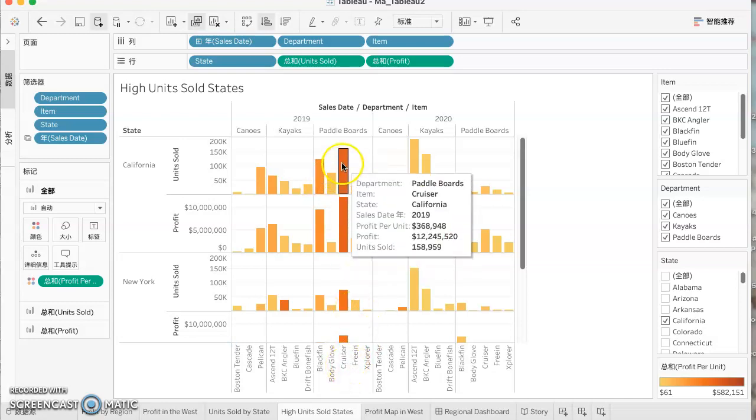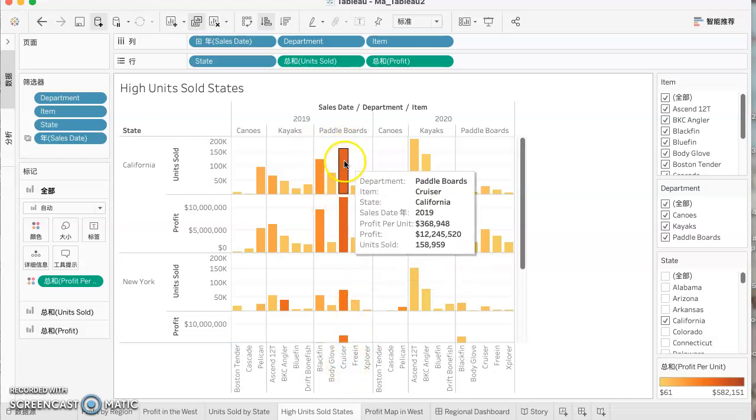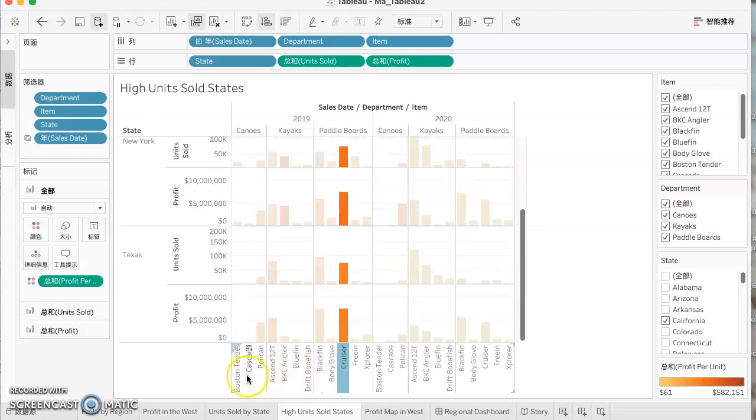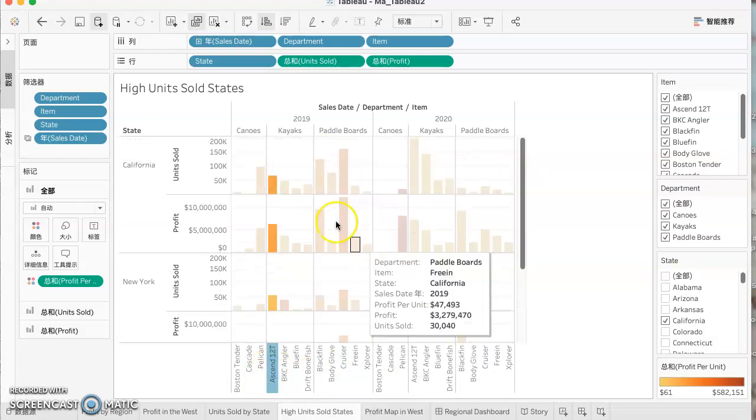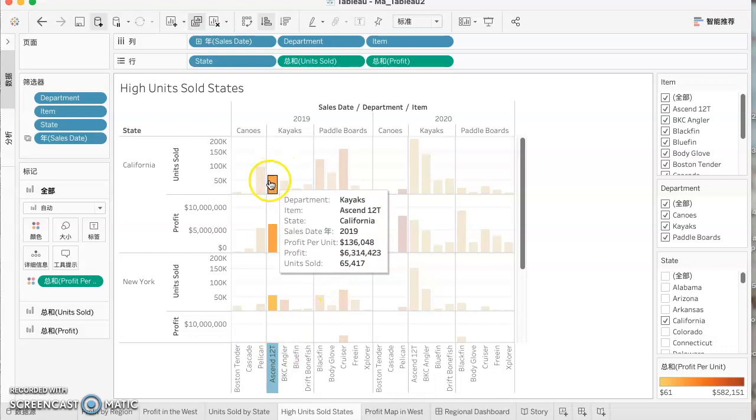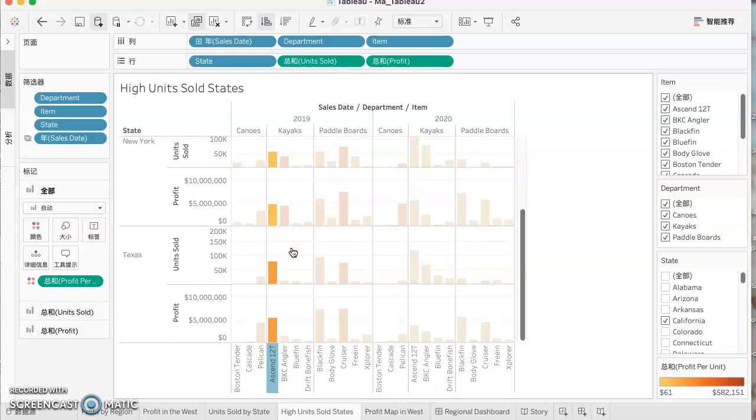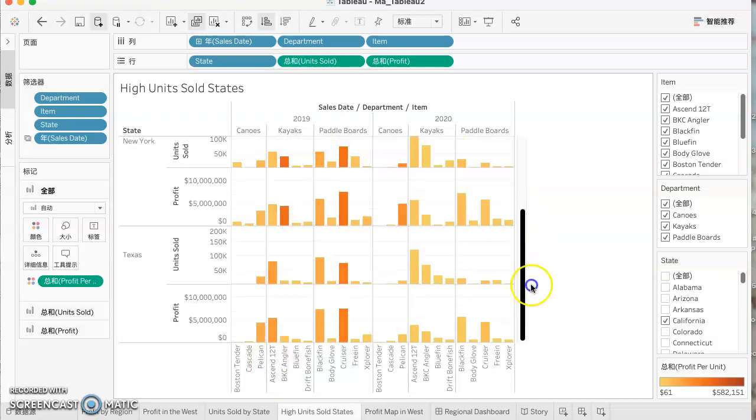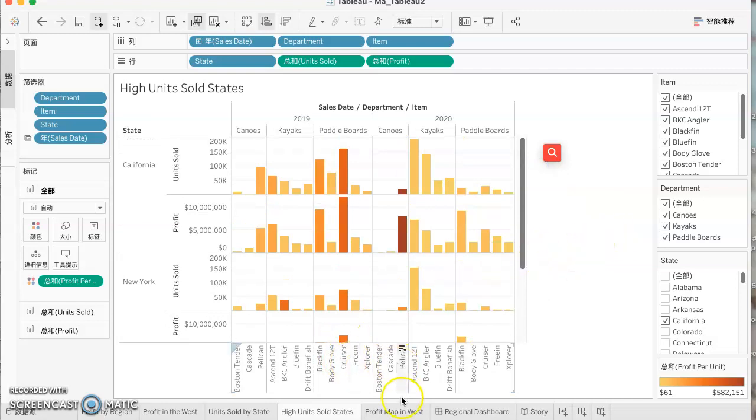Let's see the cruiser. The units sold of it is low, not that low, but yeah. However, its profit is high, a lot higher than previous. And the same goes for the Ascend 12T: lower units, higher profit. And I think maybe this company might want to make some adjustment to their profit per unit.